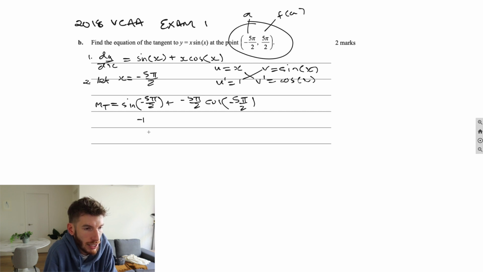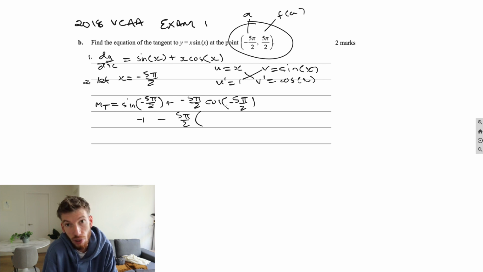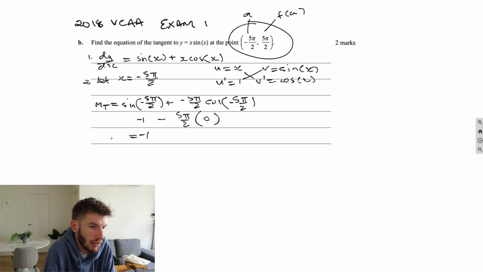and that gives us a -1. And then over here, this is take away 5 pi/2 times cosine of -5 pi/2, which will also land us where positive 3 pi/2 is on the unit circle, but cosine there is 0, so that gives us -1, take away nothing, so m tangent is -1. Then we can skip this, because we already know it's -5 pi/2 and 5 pi/2. We don't need to plug in.